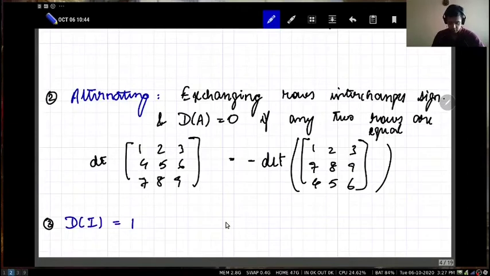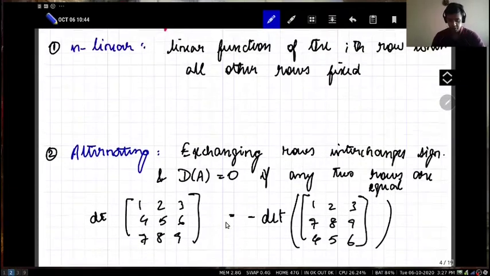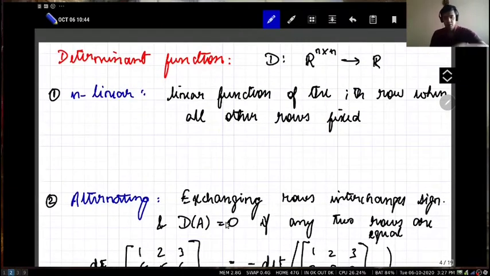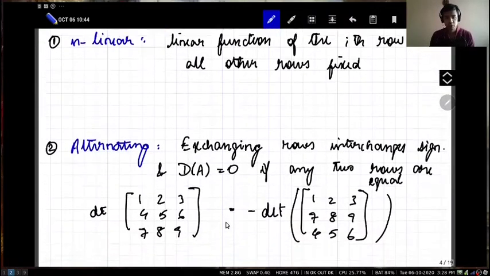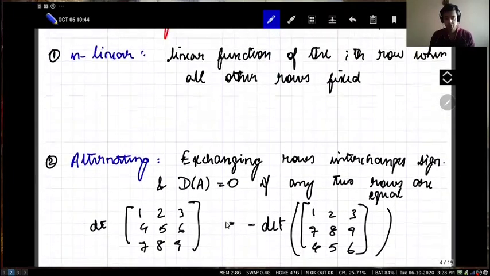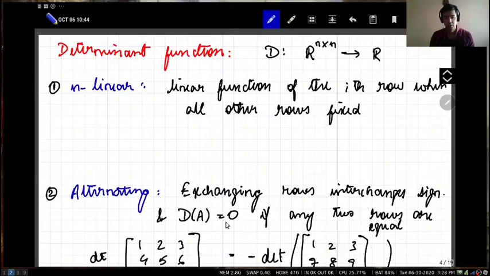Okay, and the third property is that the determinant of the identity matrix is equal to 1. And this is what the conventional definition of a determinant also satisfies. So these are three properties, and any function which satisfies all these three properties is called a determinant function. We'll see in this lecture and the next that a function which satisfies these three properties is unique, and it corresponds to our traditional definition of the determinant of a matrix.